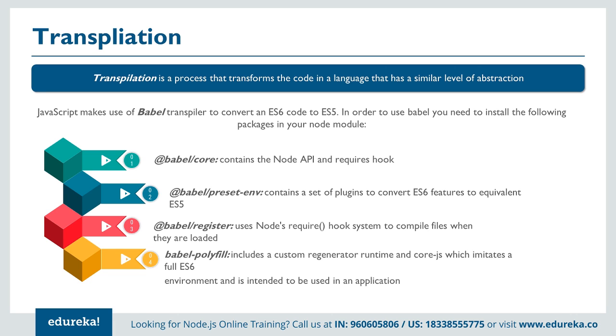In order to use Babel, you need to install the following packages in your Node module. First we need Babel core, then Babel preset env, which contains a set of plugins to convert ES6 features to equivalent ES5. We need Babel register, which uses Node's require hook system to compile files when they are loaded. And Babel polyfill includes a custom regenerator runtime and core-js, which imitates a full ES6 environment and is intended to be used in an application.